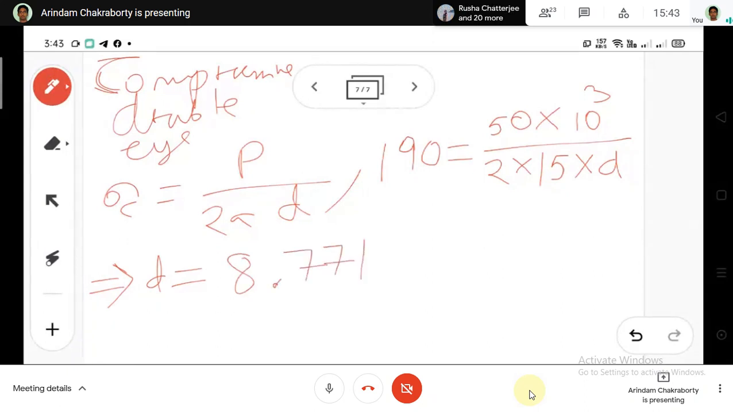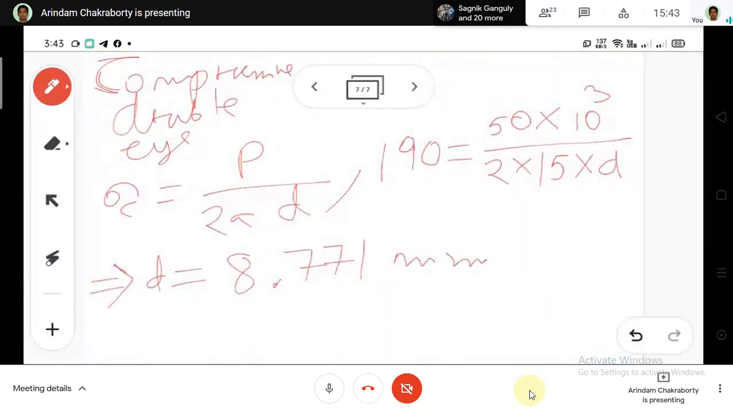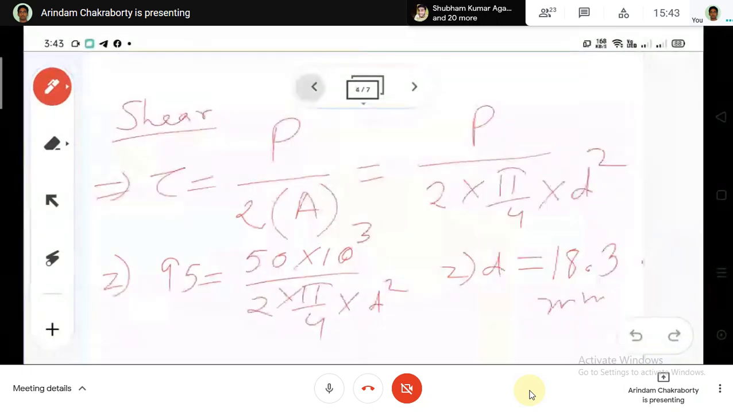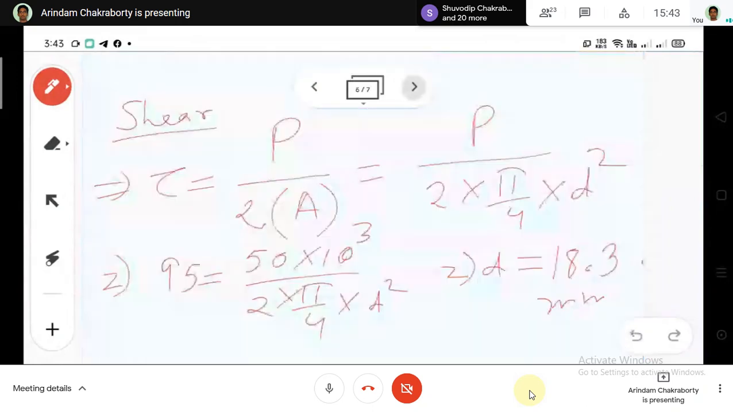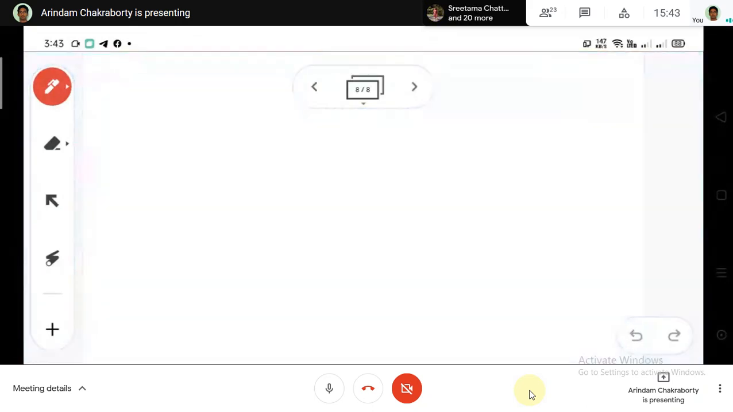8.771. Okay, fine. Always remember to write the unit. Don't miss it. It's very important. So let us assume it as 9, approximate as 9. Last but not the least is bending.